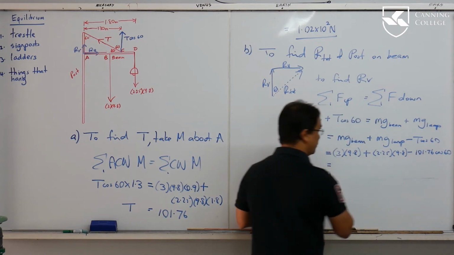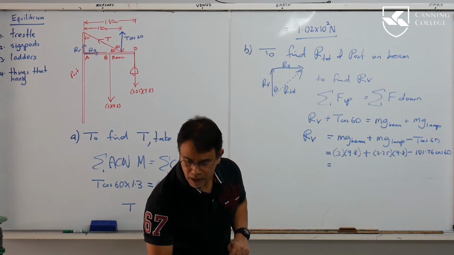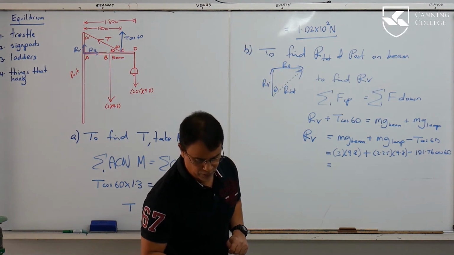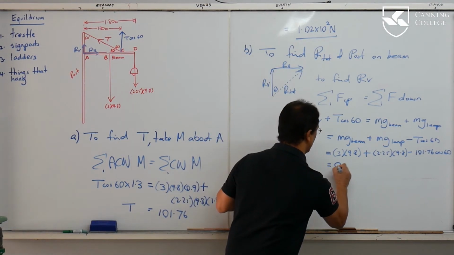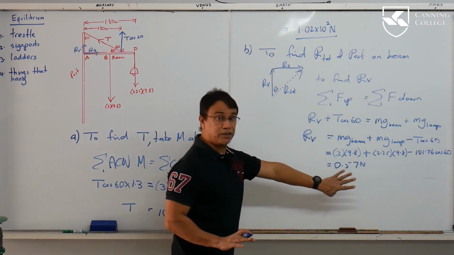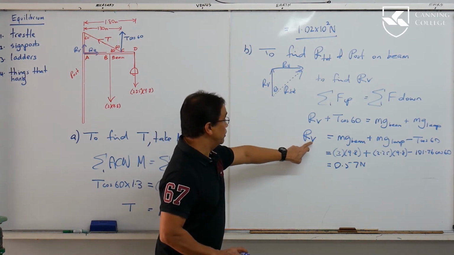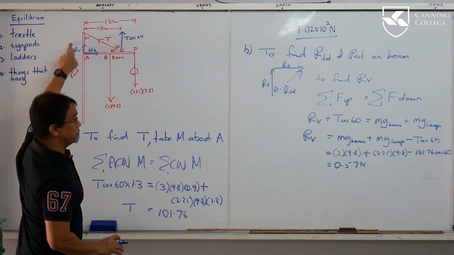And that comes out to, if you work all of that out, I get an answer of 0.57 newtons. Okay, and I'm not going to underline that because that's not my final answer. That's just the vertical reaction force that the post supplies to the end of the beam.